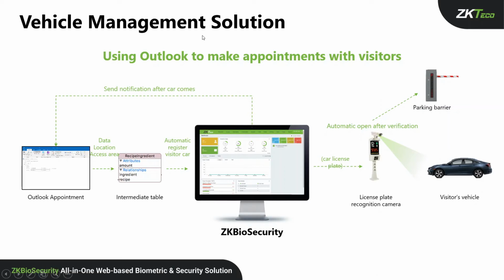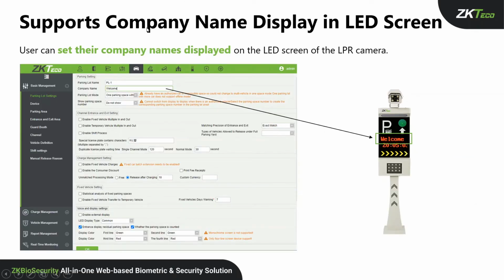Here, the vehicle management solution uses Outlook to make appointments with visitors. Send notification after the car comes, automatically register visitor cars, intermediate tables, Outlook appointment. Once the car approaches the LPR camera, if the car is registered, it will automatically open the barrier. And it supports company name in the display screen. We can edit the company name in the BioSecurity, so it will display on the screen of the LPRS 1000.